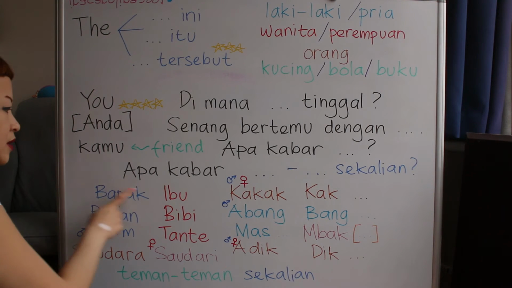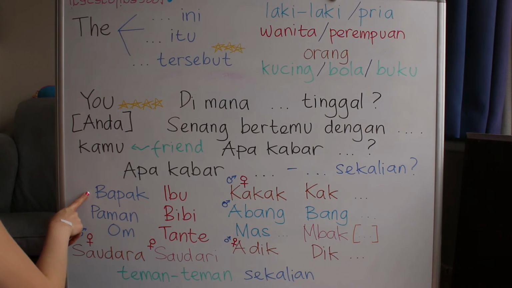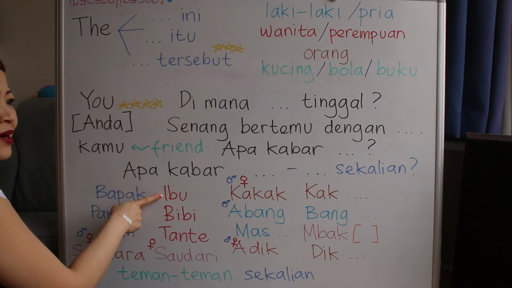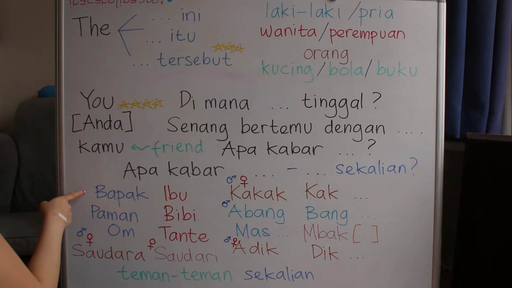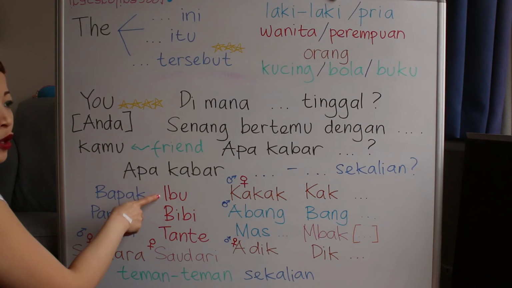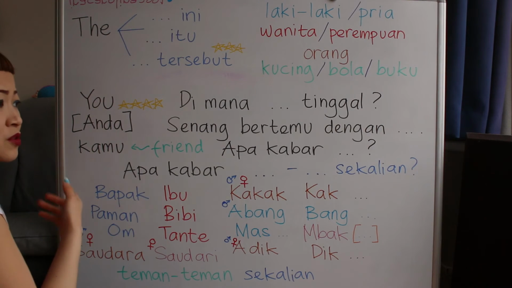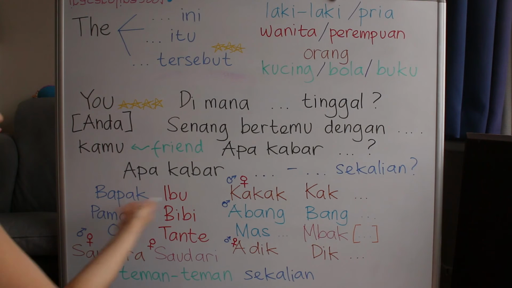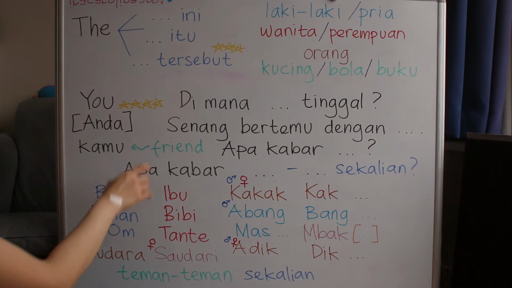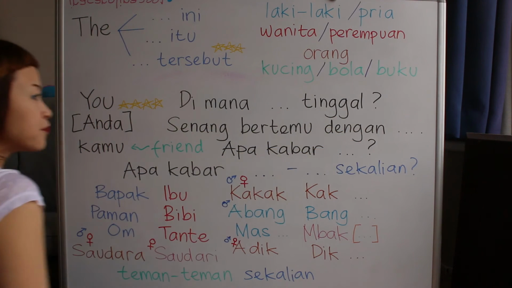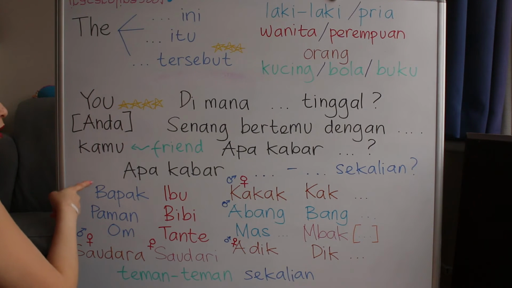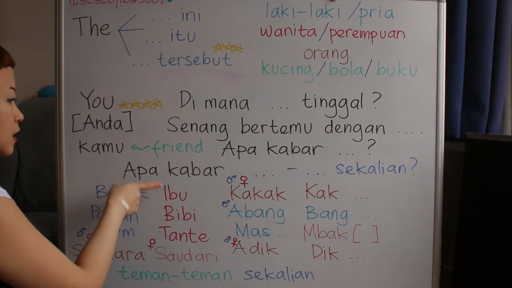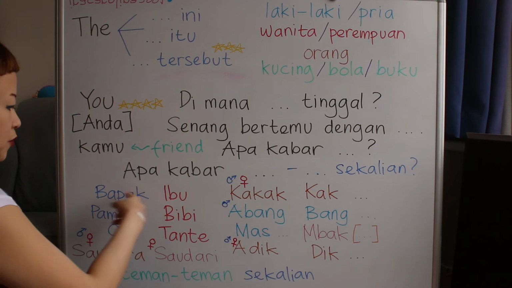Bapak male, ibu female. Bapak is sir or Mr. Ibu is Mrs. or Madam or Ma'am. Even though bapak can also be father and ibu can also be mother, in this case, of course, it's not father and mother. In this case, sir, Mr., Mrs., Madam, Ma'am. So when you have to say you, you put this as you. Because if you call the person kamu instead of ibu or bapak, it's not polite.